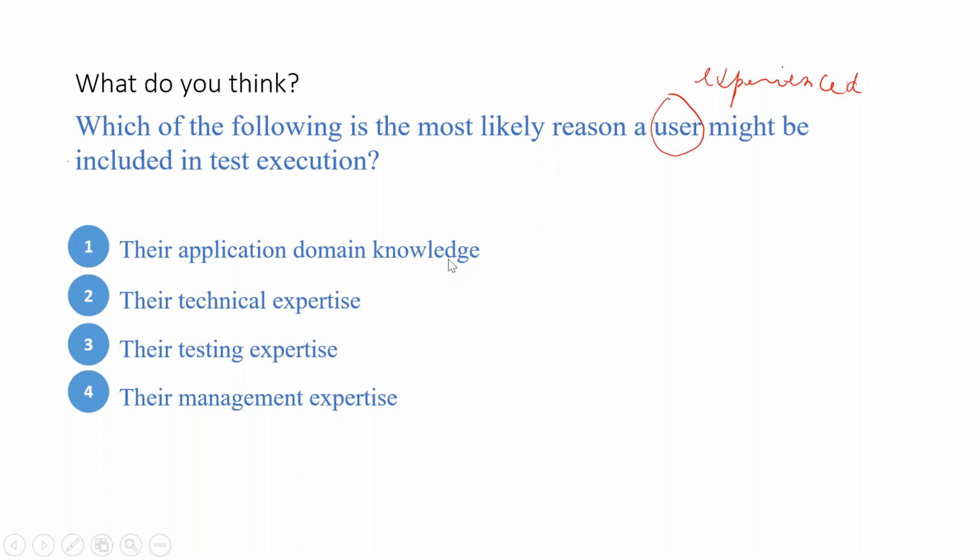That person's domain knowledge, or their technical expertise, or their testing expertise, or their management expertise. Which one will you really exploit here? Number one. Domain knowledge. Yeah, domain knowledge is the thing. Rest of the things are false. Again, because they are end users, they may not know all this black box, white box testing. They know the product very well, and that itself is useful for us. Okay. So you are correct.